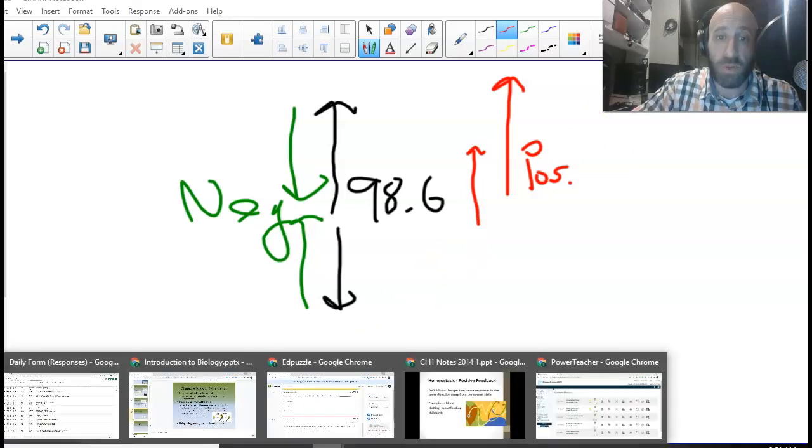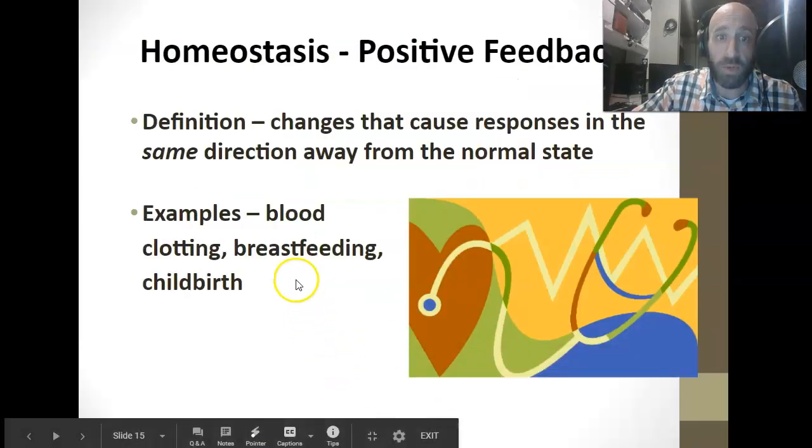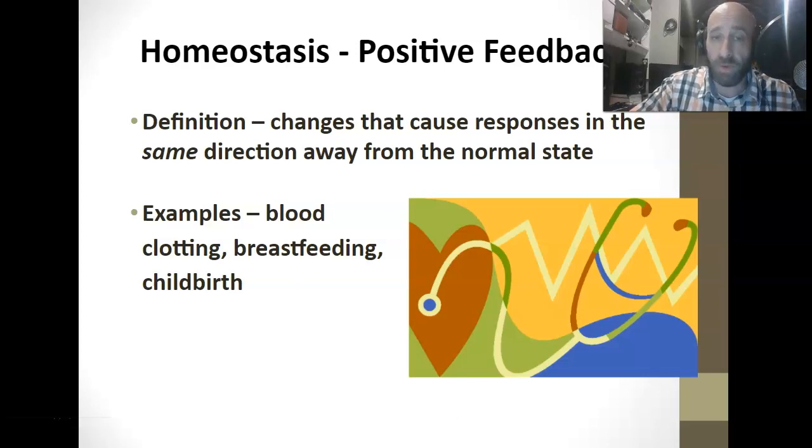Another example would be, like I said, breastfeeding. When a baby is breastfeeding, that triggers the mother to produce more milk. If a baby stops breastfeeding, the mother will stop lactating. So that's a positive feedback scenario. Another example is oxytocin with childbirth. When a woman's giving birth, that triggers more contractions, and more contractions trigger more contractions. So the point I'm making here is positive feedback only occurs in specific instances. Normal conditions is going to be negative feedback.